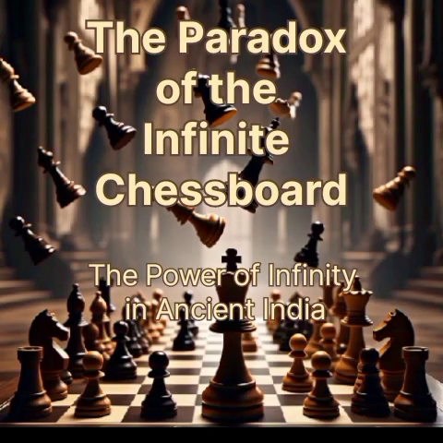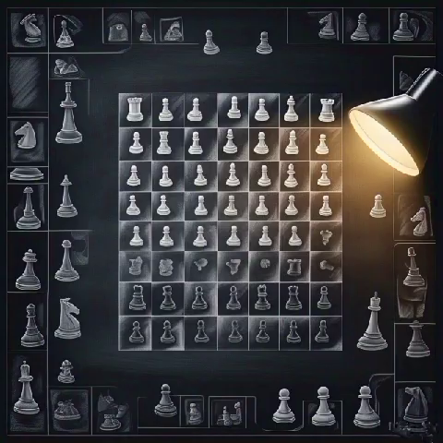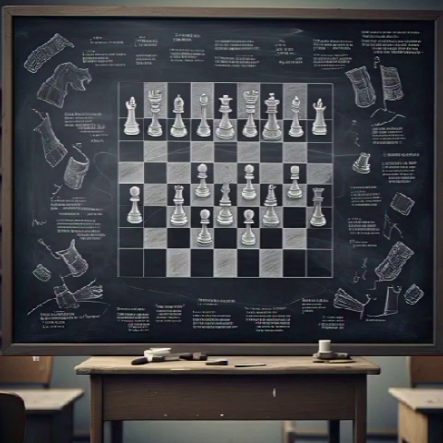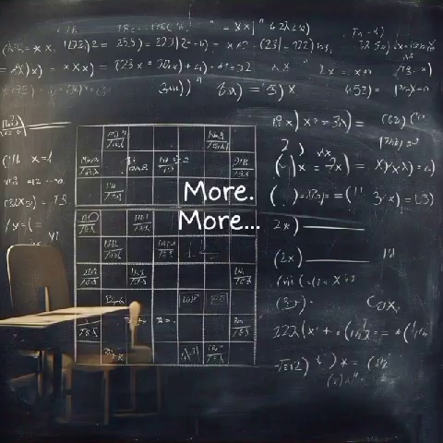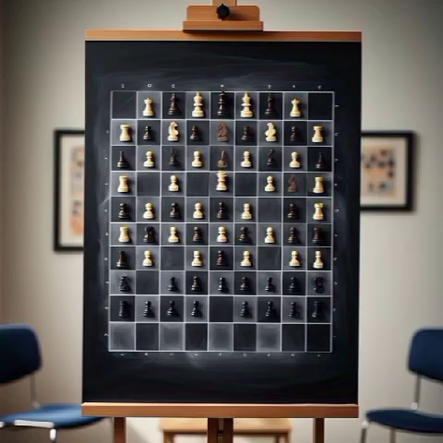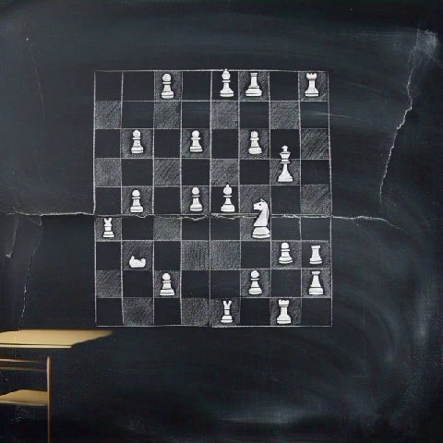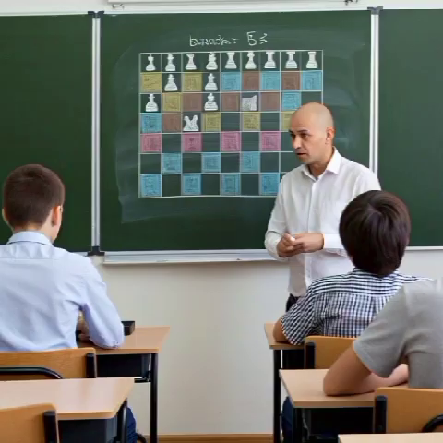The paradox of the infinite chessboard, the power of infinity in ancient India. Imagine a chessboard. A normal chessboard has 64 squares, 8 rows and 8 columns. But what if the chessboard didn't stop there? What if it stretched infinitely in all directions? In ancient Indian mathematics, the concept of infinity wasn't just abstract. It was used to solve real-world problems, and it laid the groundwork for many modern mathematical ideas.